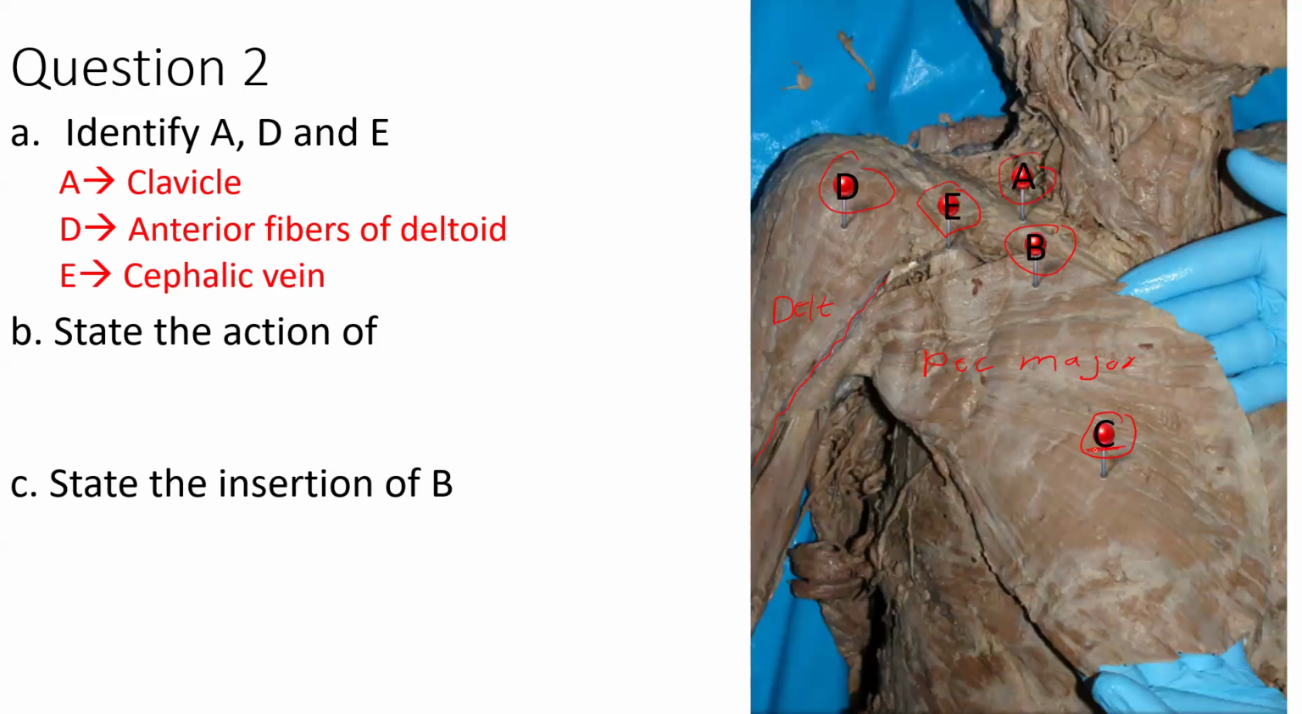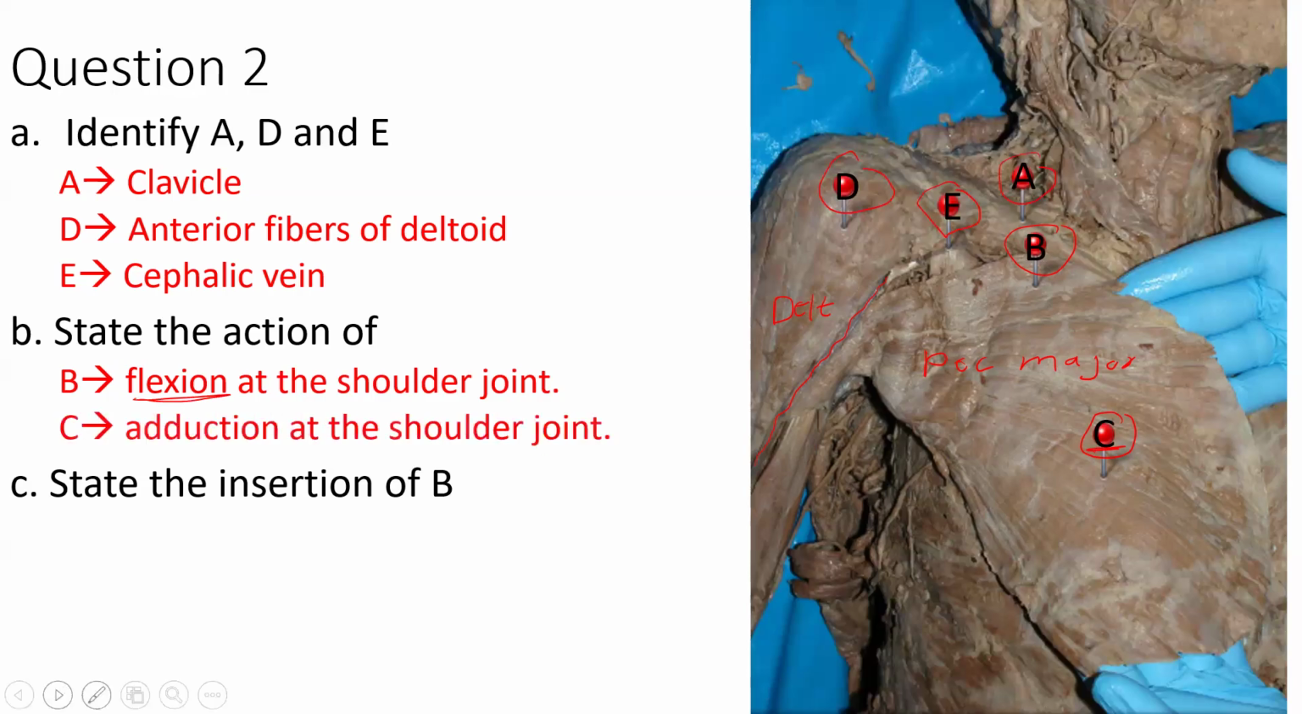So each has different actions, okay? But both of them, we need to understand that both of them are adductors. In addition to being an adductor, B also, the clavicular fibers assist in flexion at the shoulder joint. And as we have said, C is majorly an adductor, not ab, rather adductor, okay? Then you've been asked to state the insertion of B.